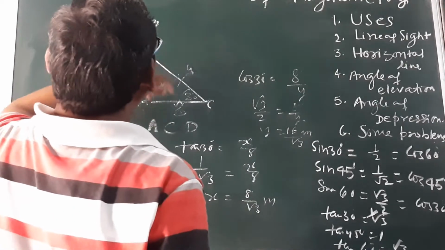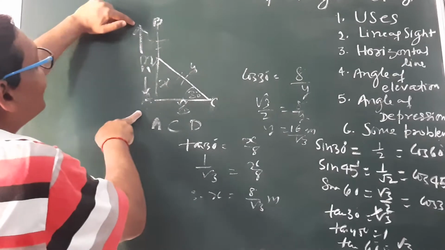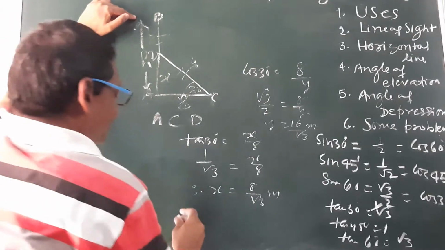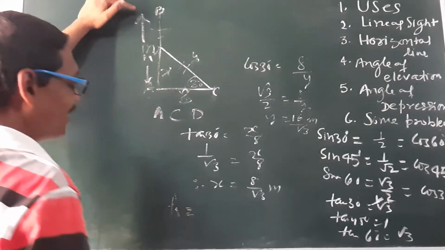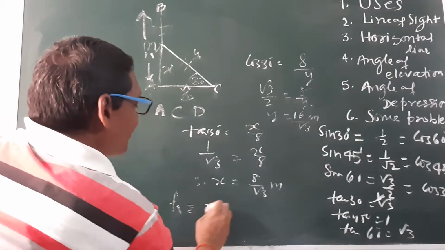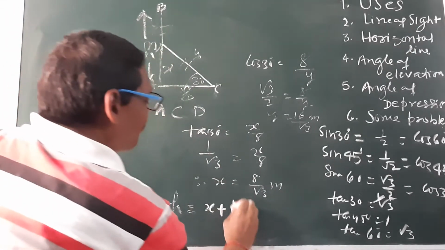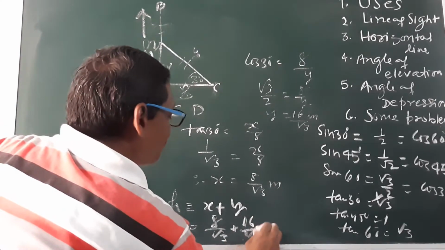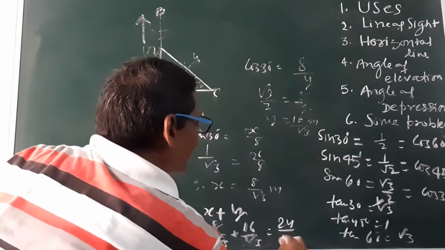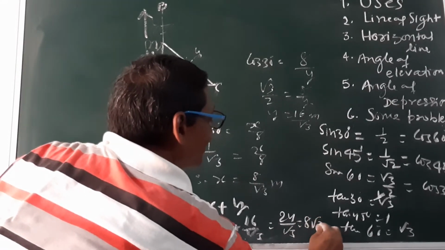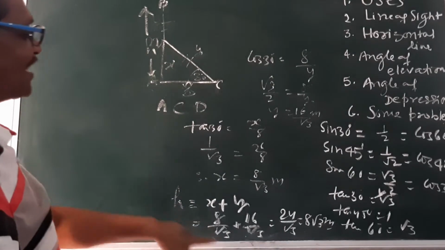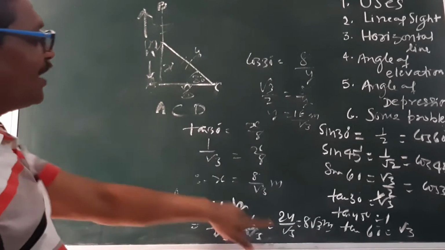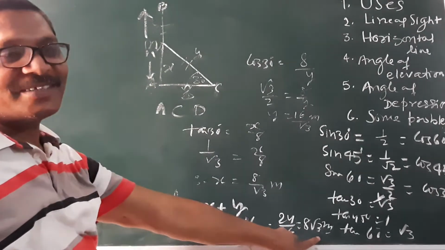And when x and y are joined, we get the initial height of the tower, the tree. So, to find h, the initial height of the tree, we combine x and y. X is 8 by root 3, y is 16 by root 3, this is 24 by root 3, rationalize and we get 8 root 3 meter. Thus it is clear, the height of the tree before breaking is 8 root 3 meters.